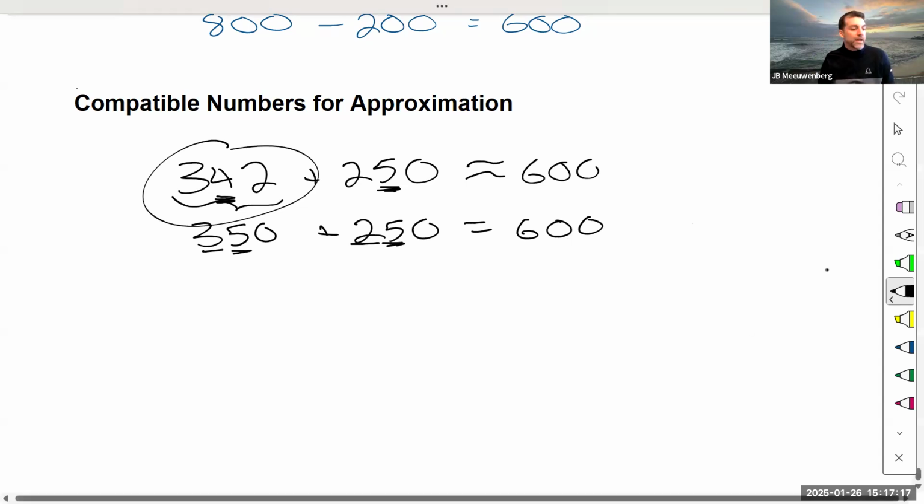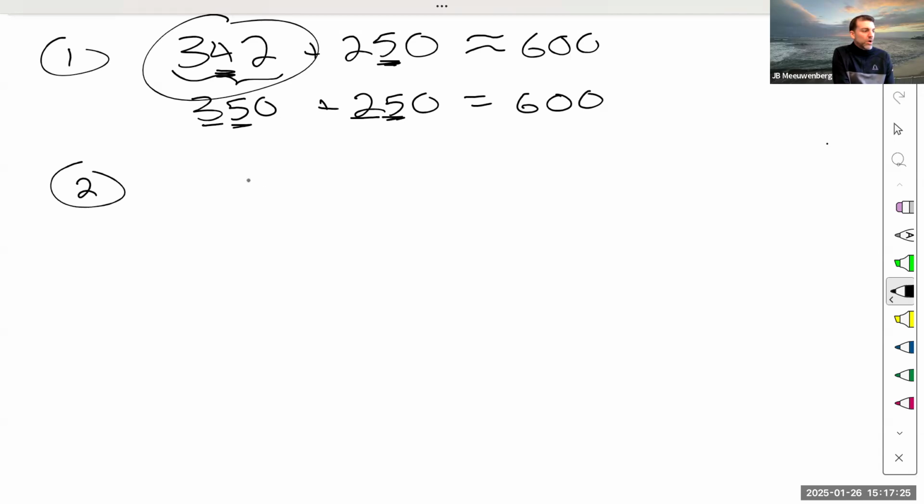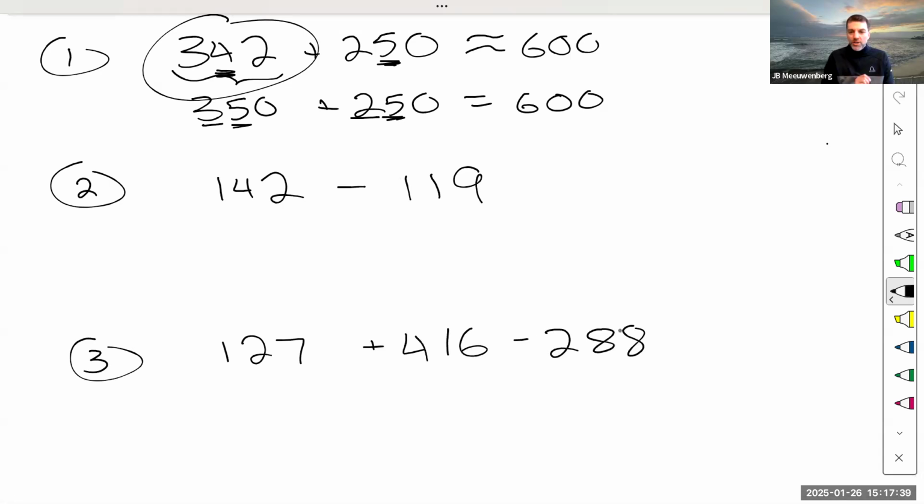Go ahead and try a couple of those on your own. So this was number 1. Number 2, let's do 142 minus 119. And then for number 3, we will do 127 plus 416 minus 288. So go ahead and pause and try those on your own using compatible numbers.